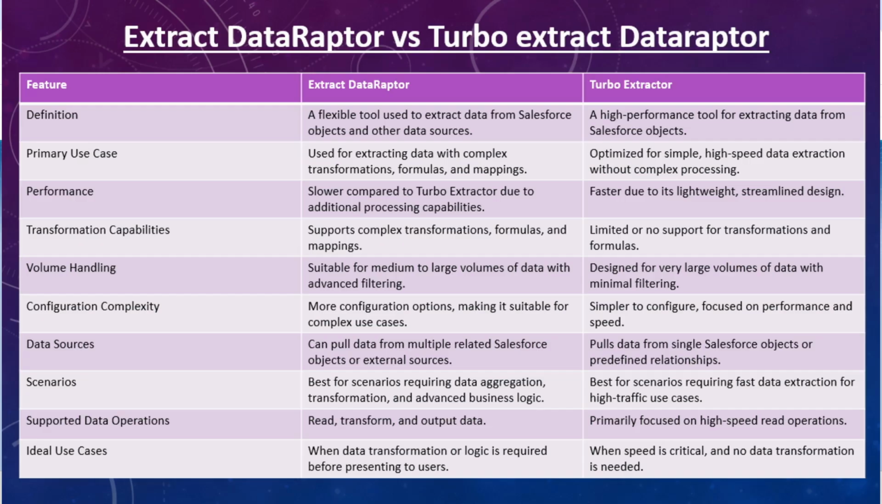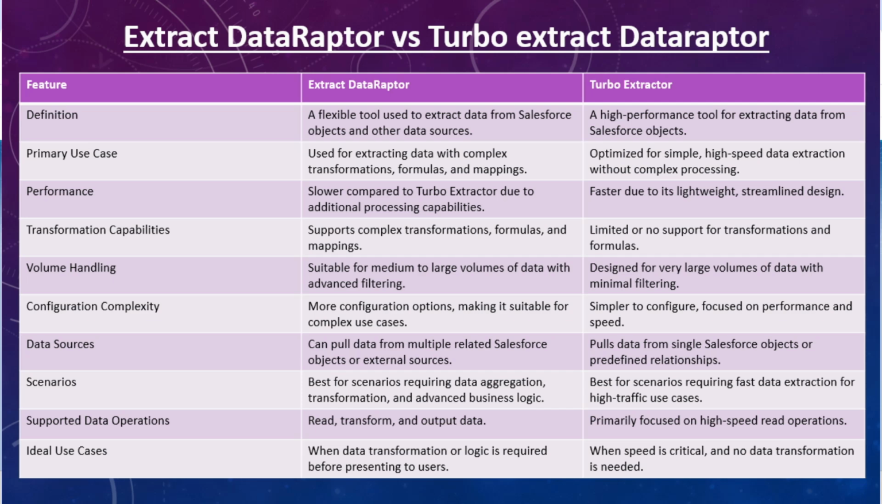The DataRaptor extract is basically used where you need data from more than one object. Let's take an example: if you want to extract data from account as well as contact or cases, and you want all three together in a single DataRaptor, then we will be using the normal extract. So normal extract supports more than one object when we are extracting the data.